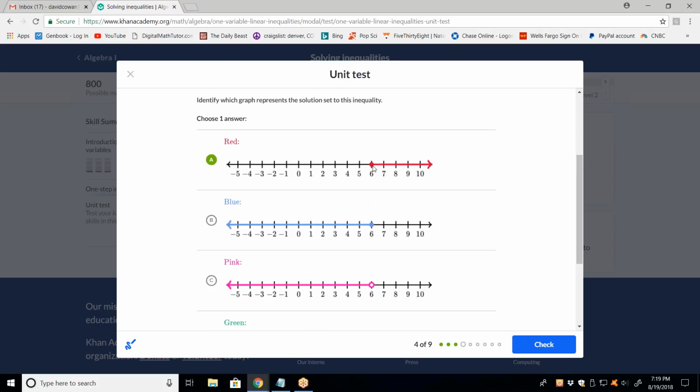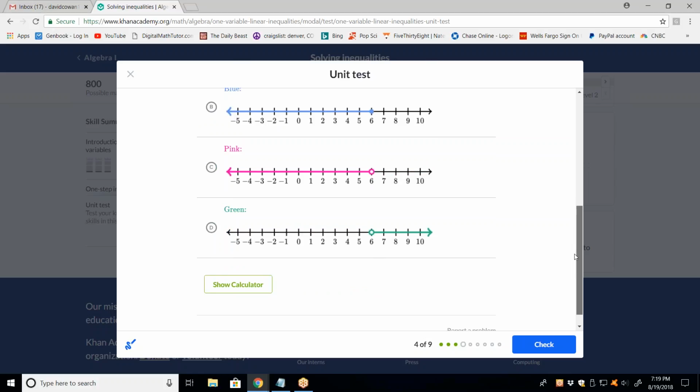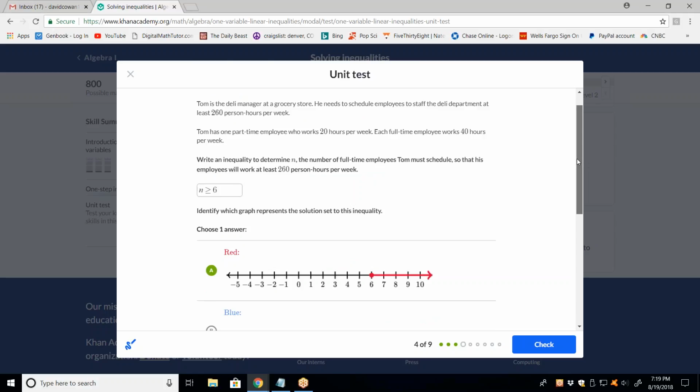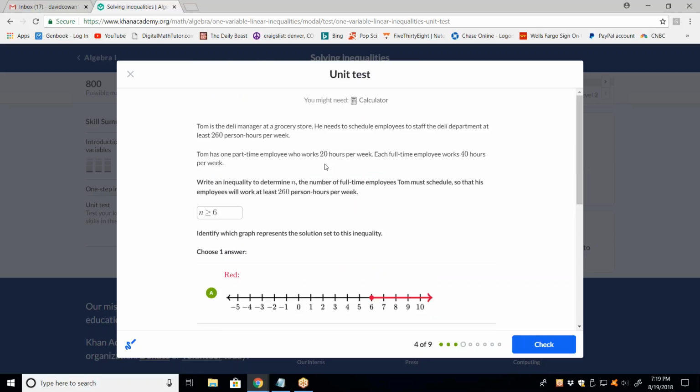Okay. A solid dot and an open dot. Solid means the equal also goes with it. Number D was just greater than 6. Well, he doesn't need greater than 6. He can get by with 6. Yeah. 6 times 40 will give him 240 plus his 1 part-time, 260.